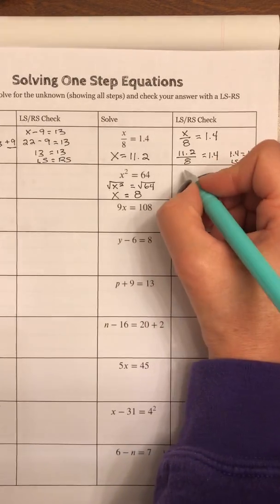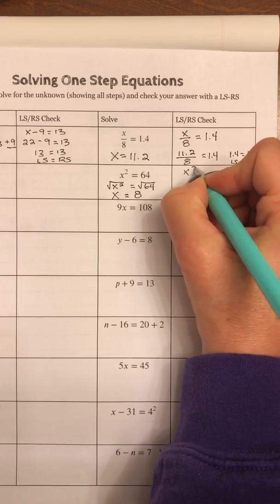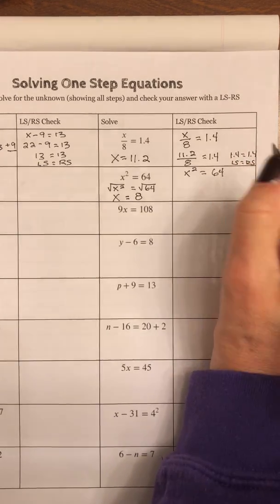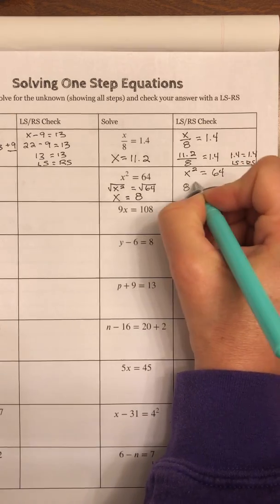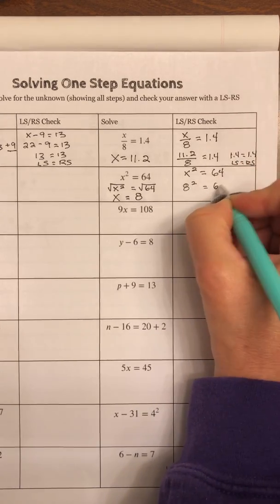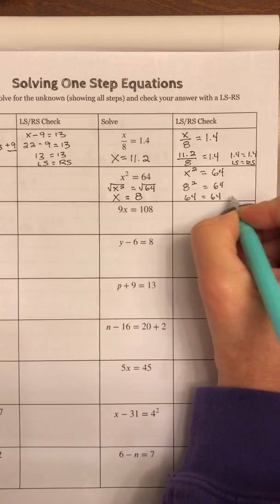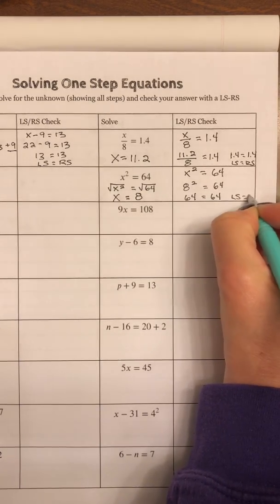Let's fill this in. So again, we'll write that equation down. x squared is equal to 64. 8 squared is equal to 64. Guys, I think we did it. And we did. So we have a left side equal to the right side.